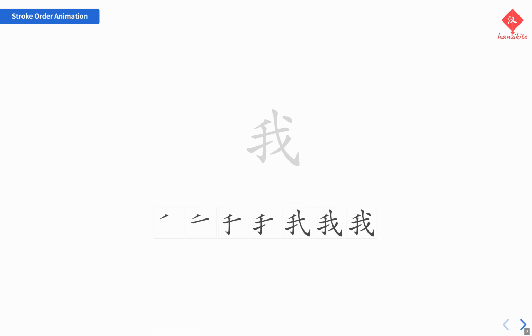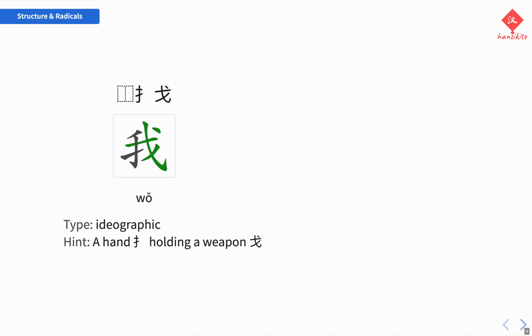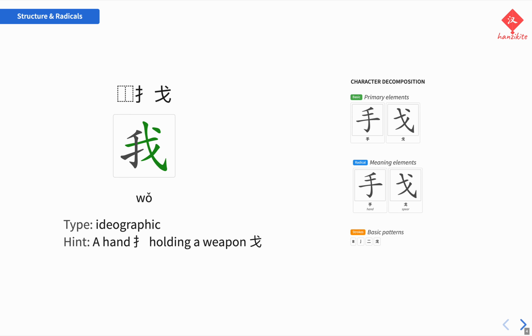Now, let's see how to write 我 step by step. Watch the stroke order animation to understand how each part is drawn. Let's break down 我 into its components and radicals. Understanding its structure helps us remember how to write and recognize it.